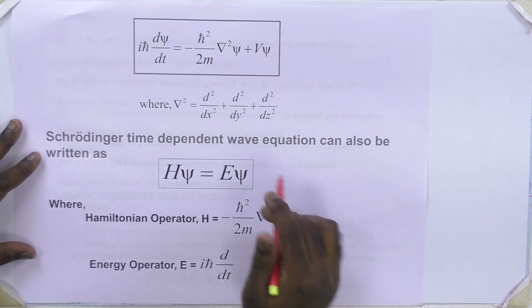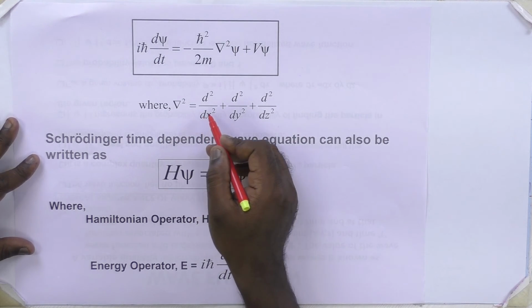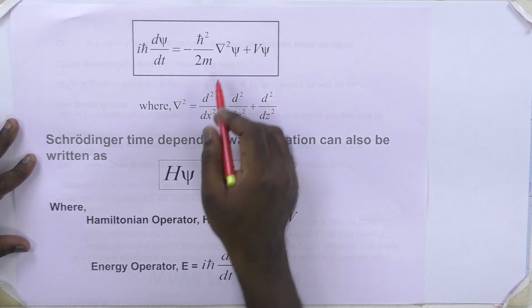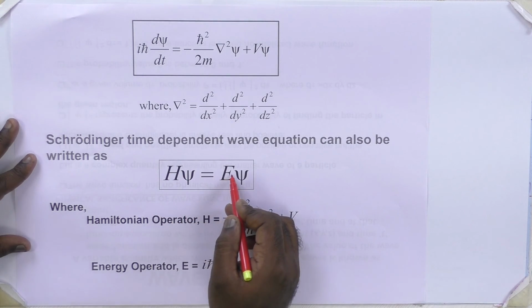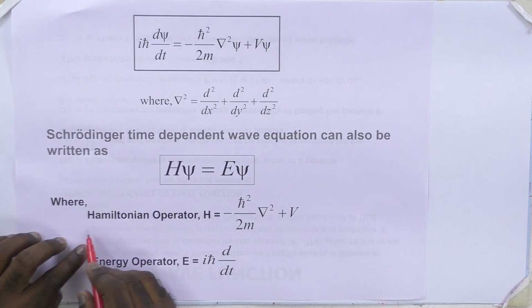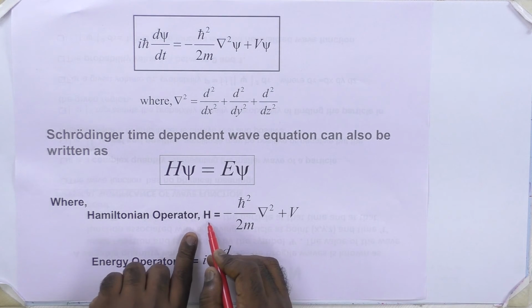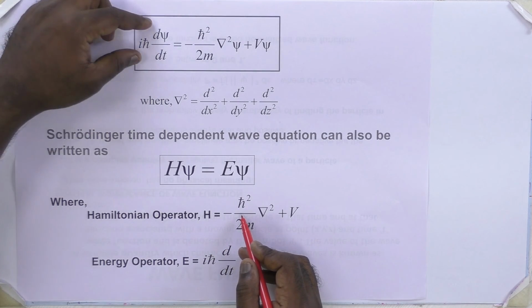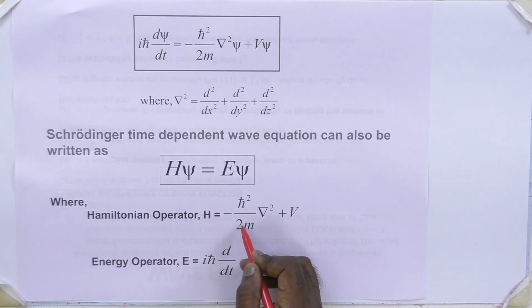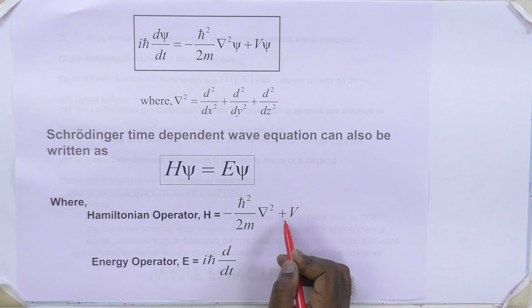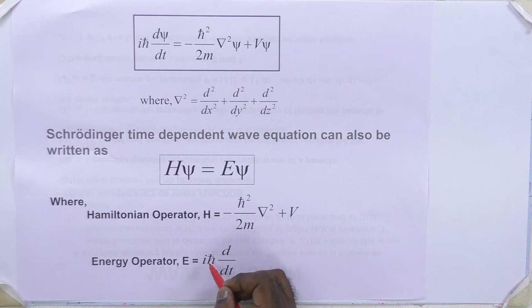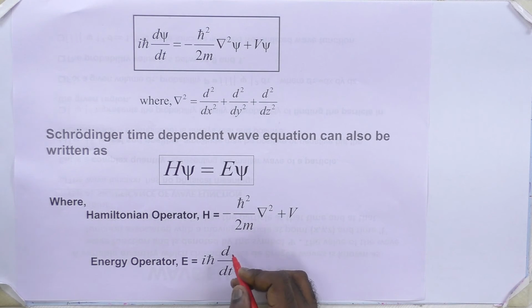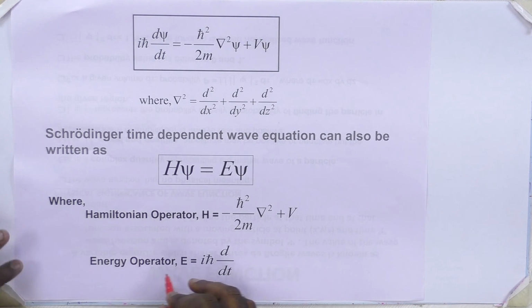So we know that del square is the Laplacian operator. This Schrödinger time dependent wave equation we can write as H psi is equal to E psi. So H is the Hamiltonian operator, that is H equal to minus h bar square by 2m into del square plus V. And the energy operator is equal to i h bar d by dt. So this is the energy operator.